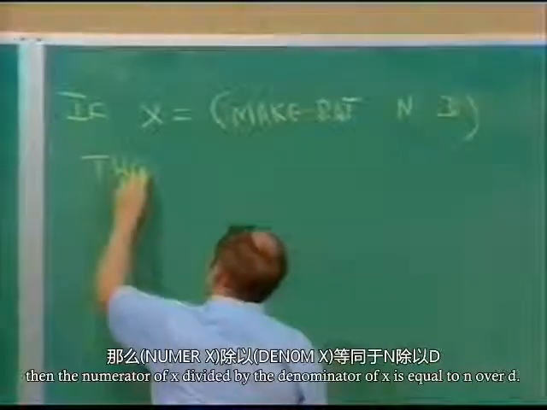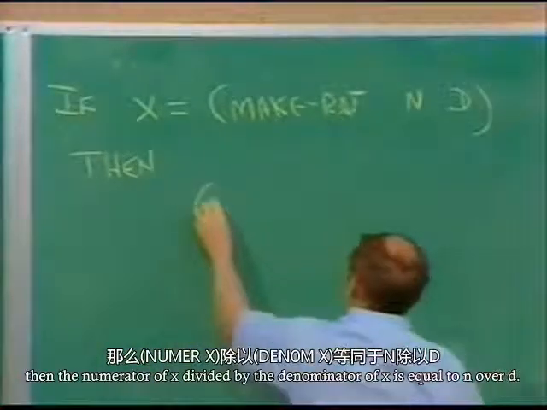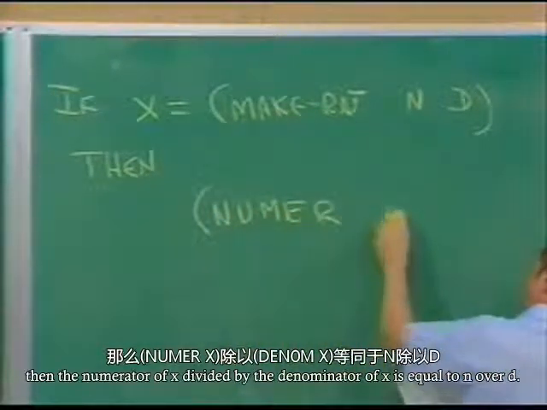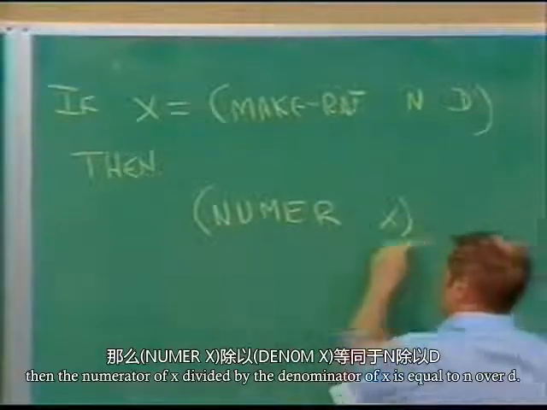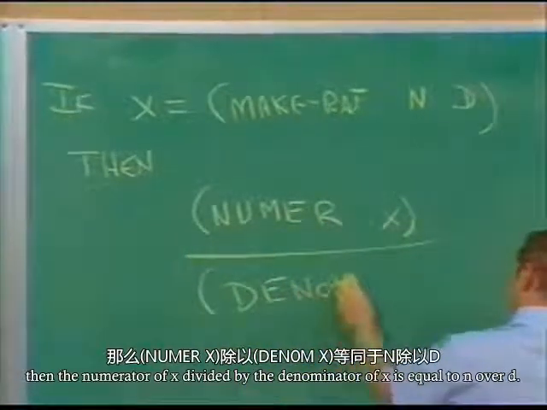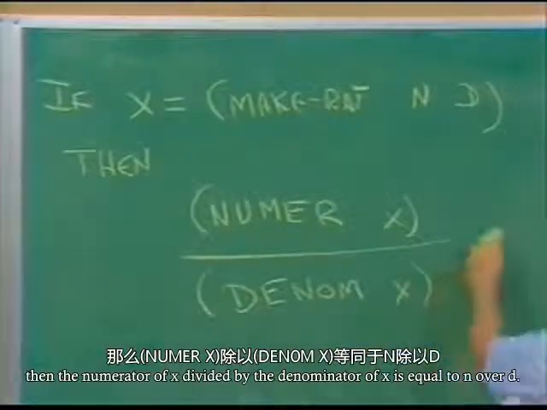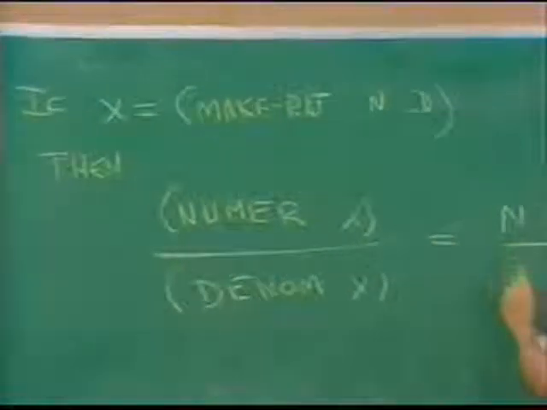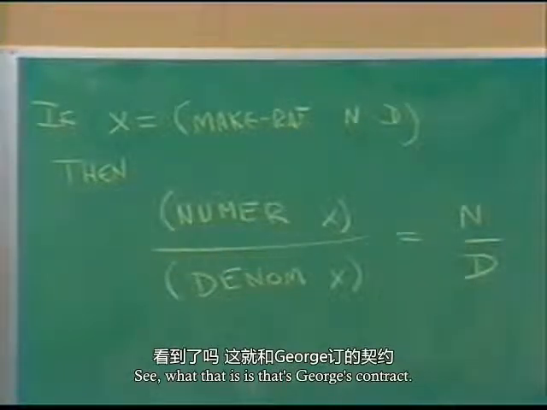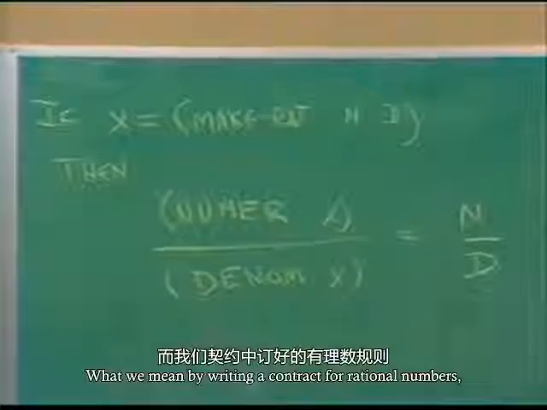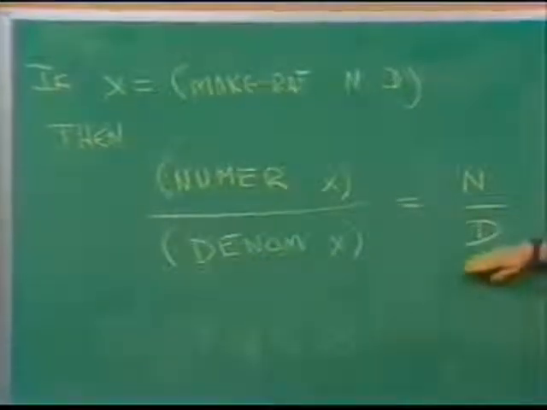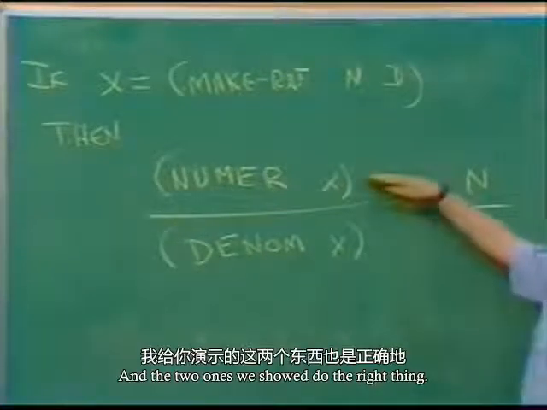then the numerator of x divided by the denominator of x is equal to n over d. See, that is George's contract. What we mean by writing a contract for rational numbers, if you think about it, this is the right thing. And the two implementations we showed do the right thing.